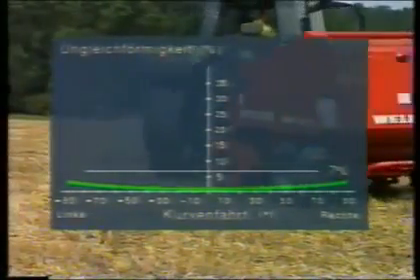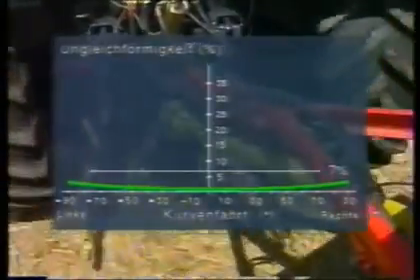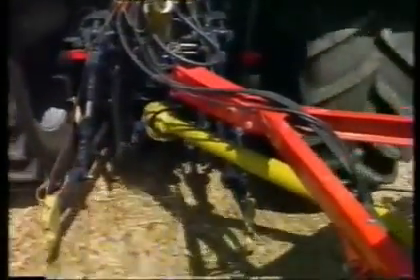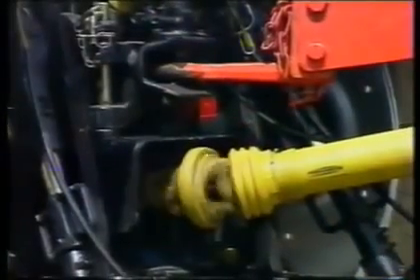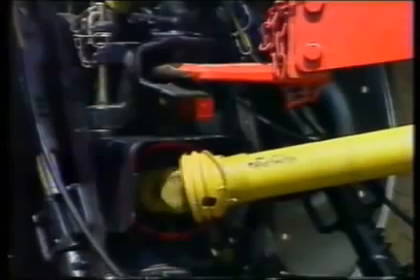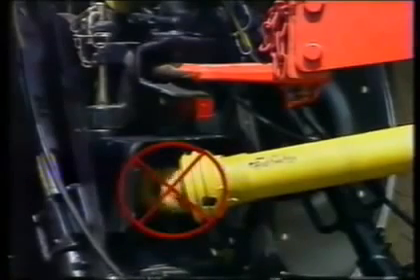Attention must be paid to the fact that wide-angle constant velocity joints must not be angled by more than 25 degrees in continuous operation, as this wears the centering system. 80-degree working angles are possible for short times, for example when cornering, and then present no problems.